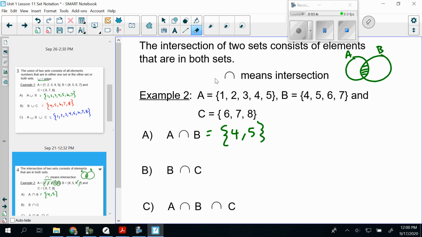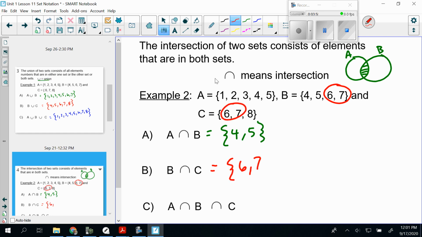For the second one, B, intersection of B and C. Again, what do they have in common? It looks like the numbers they have in common are 6 and 7. So this would be the set of numbers 6 and 7.